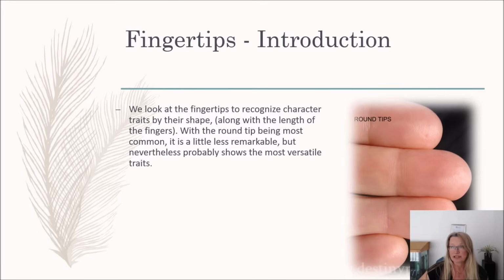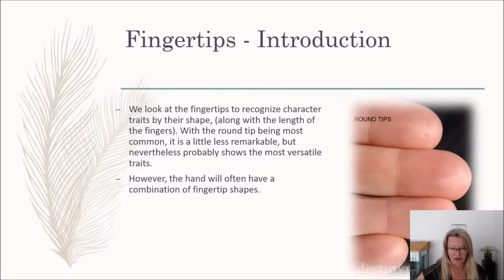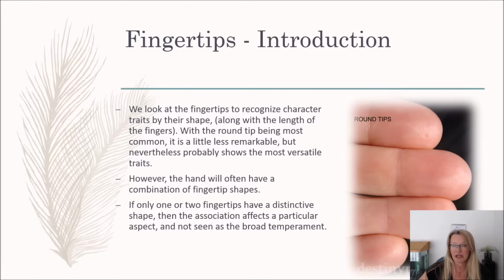So the round tip is the most common. It's a little bit less remarkable, but nevertheless it shows the most versatile traits. We'll talk about the round tip in a minute. The hand often has a combination of shapes. There might be the middle finger or the ring finger in a different shape, and that's very common.